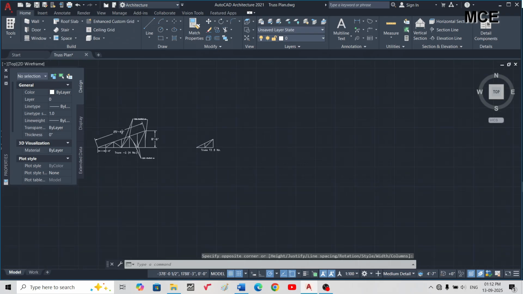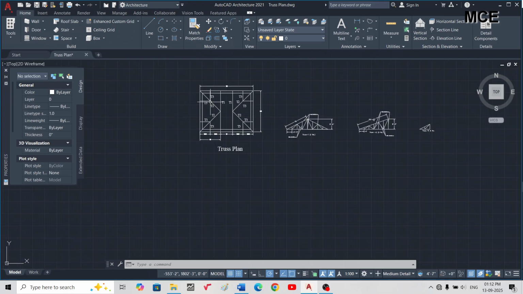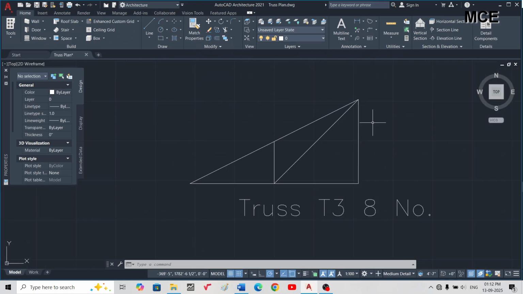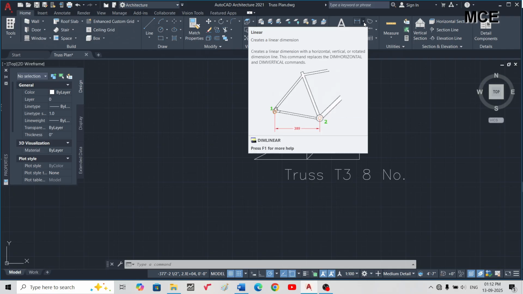Okay, you can count the number, that is 1, 2, 3, 4, 5, 6, 7 and 8. Okay, T1 are 2 in number, T2 are 4 in number, and truss 3 are 8 in number. Their function is to brace these trusses, that is T2. They will carry much less load, so we can take less weight sections for these members of the truss.